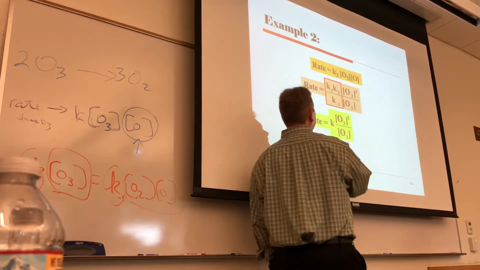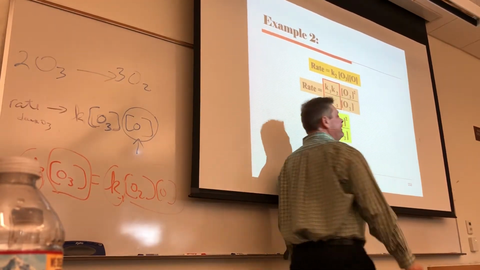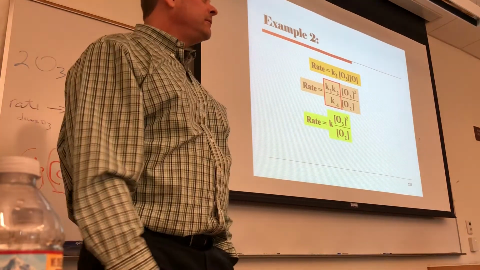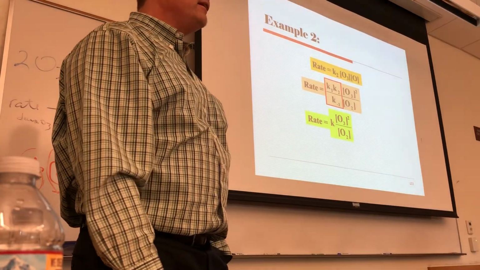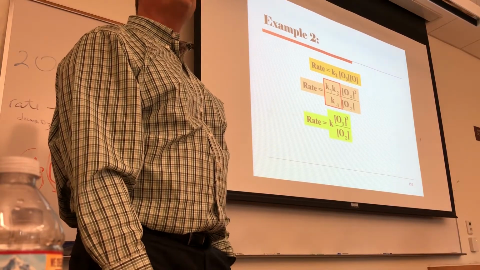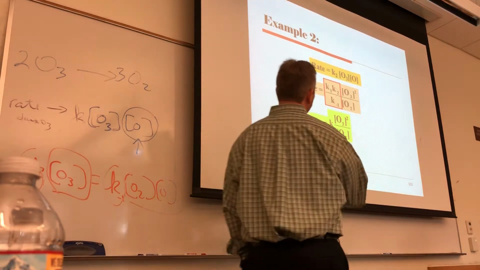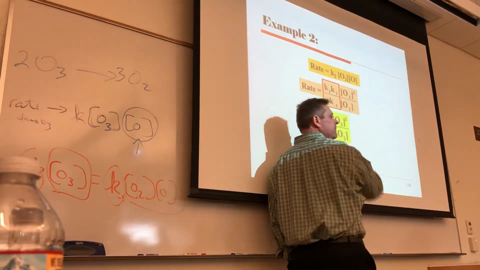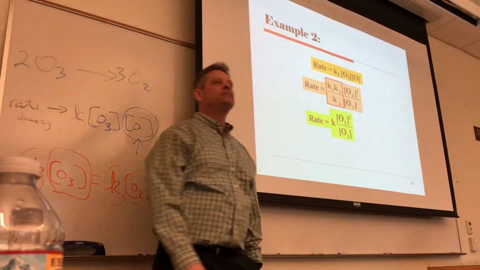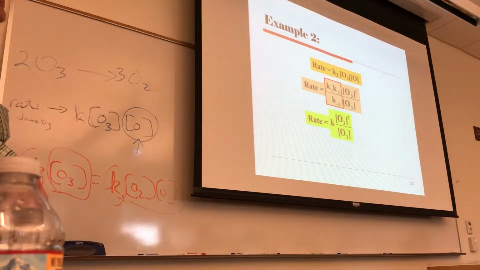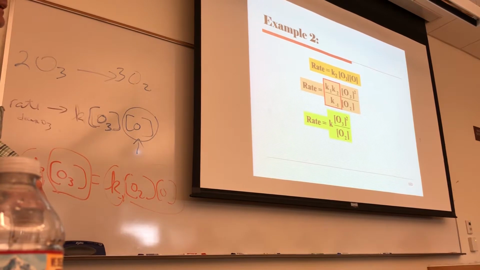So what is the order of the O3? Second order. And what about the O2? Negative 1. There's your negative one. So this is your overall rate for O3 degradation or decomposition. So would the overall order be 1? The overall order would be 1.